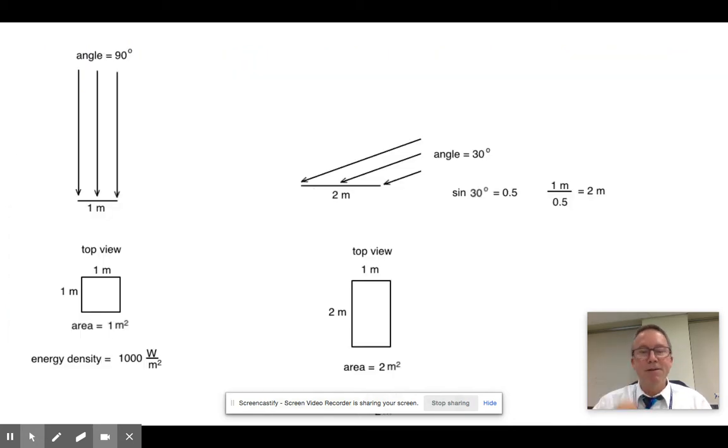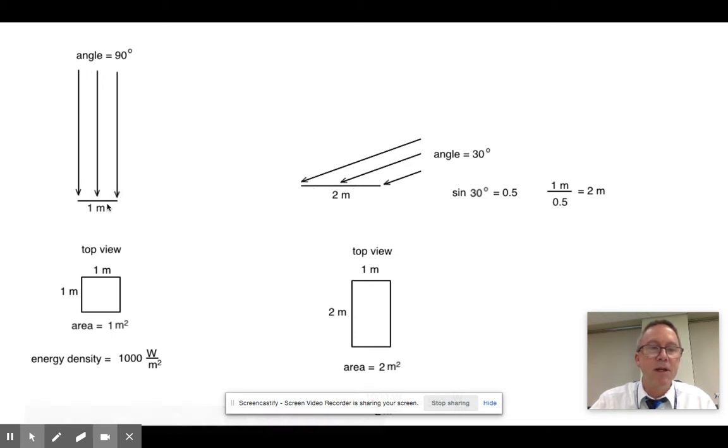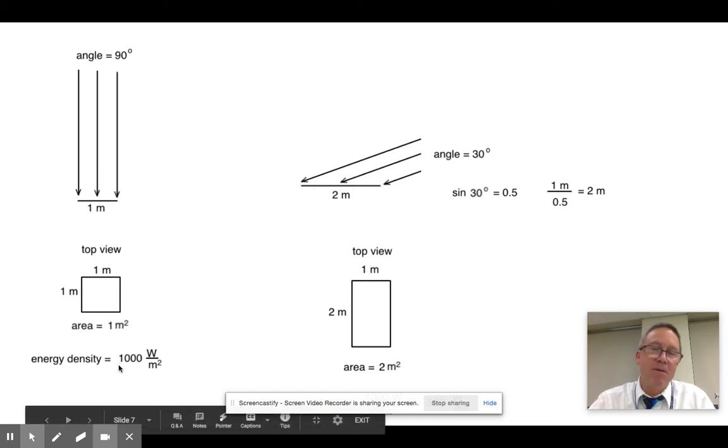Now, I simplified my numbers here just to make it easier. Let's just pretend the solar constant is just 1,000. So if light rays are coming vertically and strike 1 square meter of surface, I have 1 meter by 1 meter. I have 1 square meter.